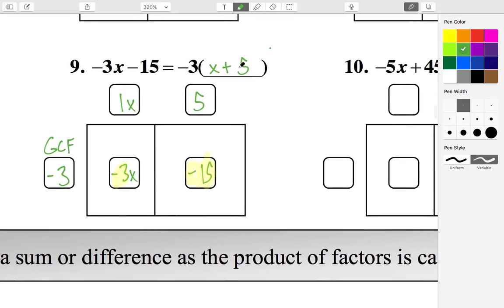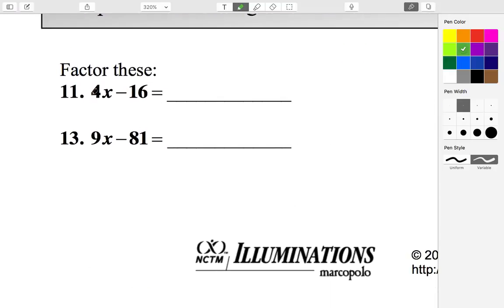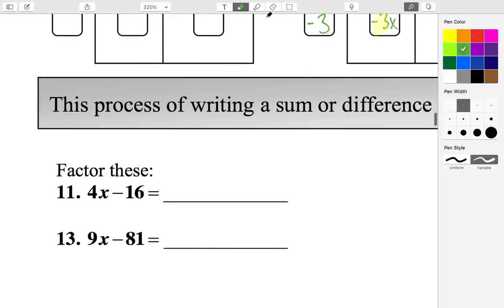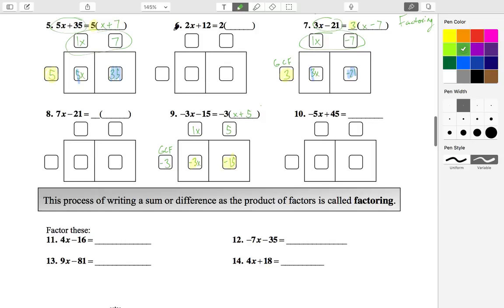Factor these, 4x minus 16. So what number is in common? How are these different than over here? Basically, we're not using the visual anymore. We've already done this. If you notice, now we're only looking at this part. If you want this visual still, do it on a side piece of paper. That's completely fine. But now we're trying to do it straight to this notation. So let's try.